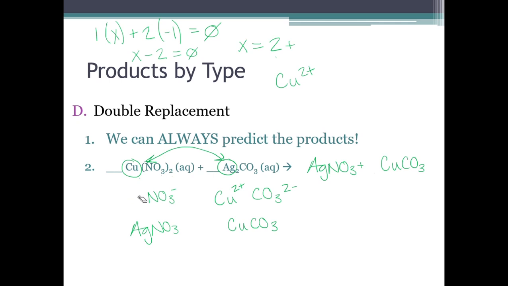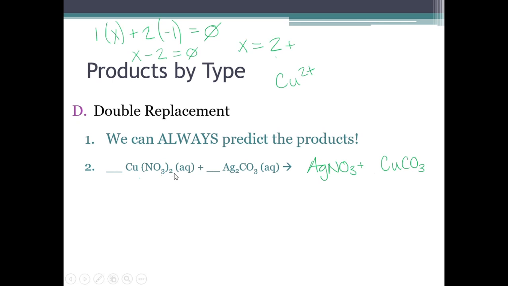We can clear out some of the scratch work, give ourselves room to balance. And again, since it's a double replacement, all of our polyatomic ions are staying polyatomic ions. We can leave them as ions when we balance. It'll be easier that way. So we have copper and nitrate and silver and carbonate. And over here, copper, nitrate, silver, and carbonate.